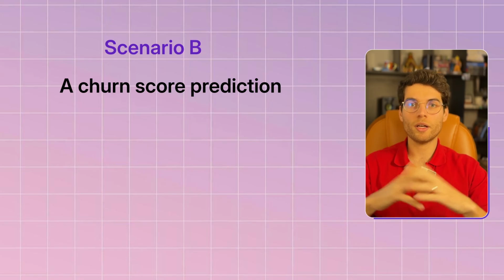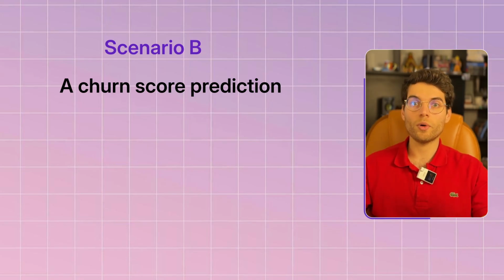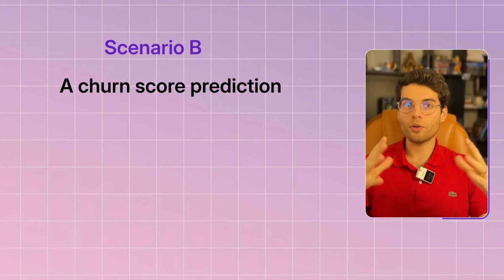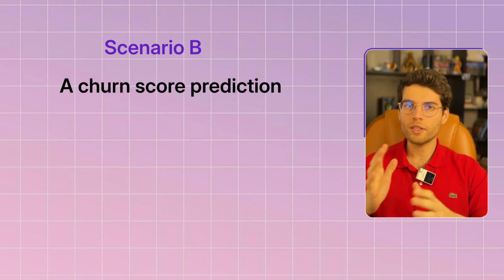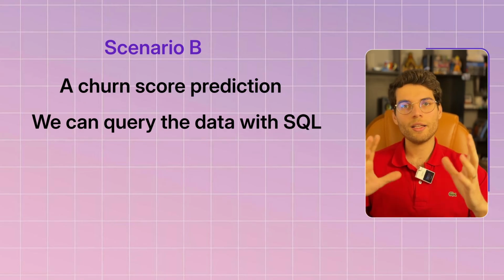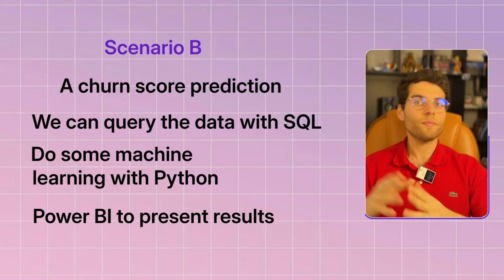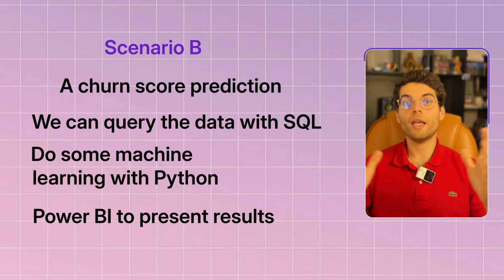Churn is where customers leave the company or the subscription because they don't want to stay anymore. And that's a pure machine learning classification problem. So in this case, most likely, we can query the data with SQL, for example, and then we can analyze it, do some machine learning with Python. And if we want to visualize it, we can push into Power BI if needed.